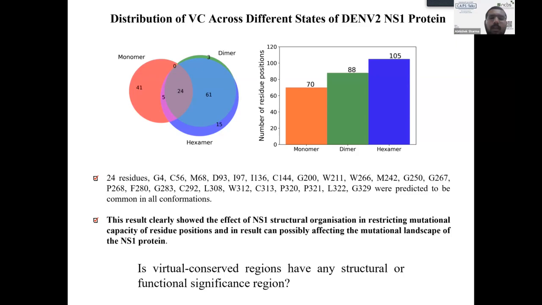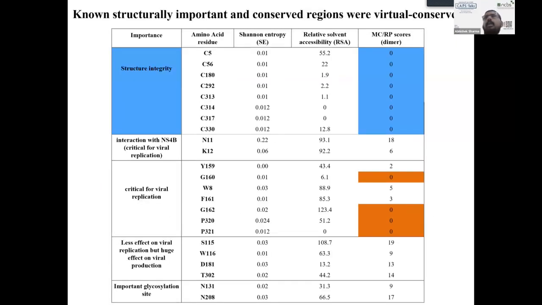So firstly, we ask: does the virtually conserved region have any structural or functional significance? That means, is there literature evidence to support that the residues we are predicting as virtually conserved are already shown by other studies? So we performed an extensive literature survey and found that all the known structure-critical residues are also predicted as virtually conserved in our pipeline. We suggested that this score and mutational capacity per residue position could signify the structural importance, and hence validate our pipeline.